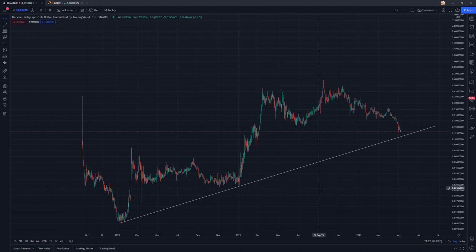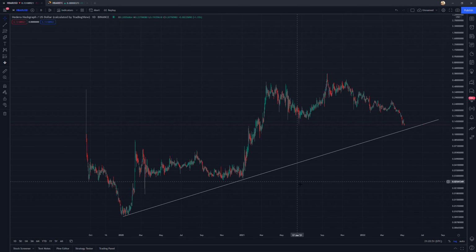So I want to start off on the daily chart here against the USD pair of Hbar and kind of identify this long-term trend that we see. As you can see, we have some consolidation along this part here, and then we bounced off it in January. And then since then, we haven't really gone back to this trend line in a while, and we are getting pretty close to it.